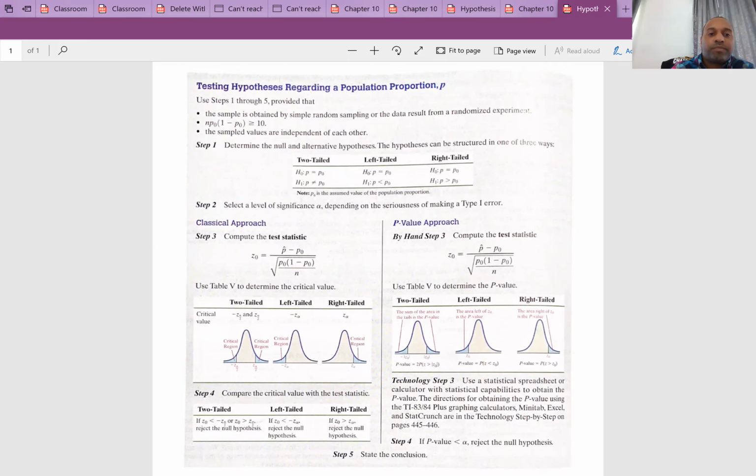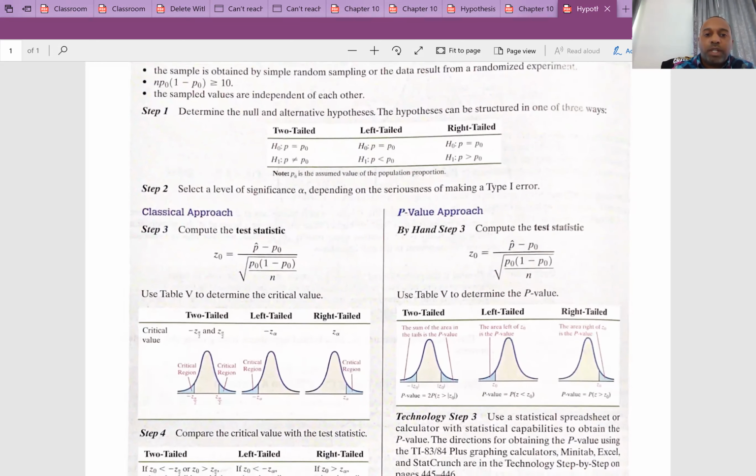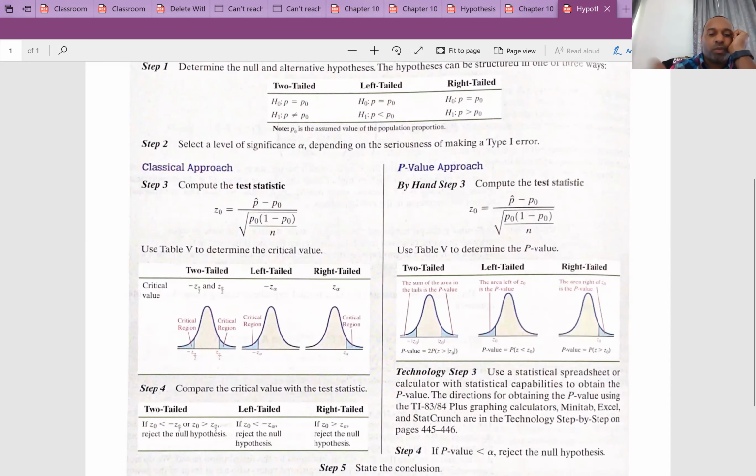Notice step 1: determine a null and alternative hypothesis. It could be two-tailed, left-tailed, or right-tailed. Then the level of significance needs to be determined. All of our problems will be given to us. And then from there, you find your test statistic. Notice the formula is still the same, but that's our z-score that will enable us to continue on.